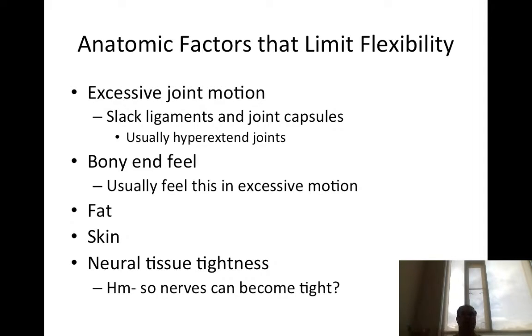Hypomobility would be decreased ability to move, right? Hypermobility would be excessive joint motion. So usually they have slack ligaments and joint capsules. They can hyperextend joints. Like I can't hyperextend my elbow, maybe a tiny little bit, right? But you see excessive joint motion more in females compared to males. Also, dancers. Dancers have crazy excessive joint motion, right? That bony end feel, and hopefully some of you guys have this, right? Have some hypermobility.